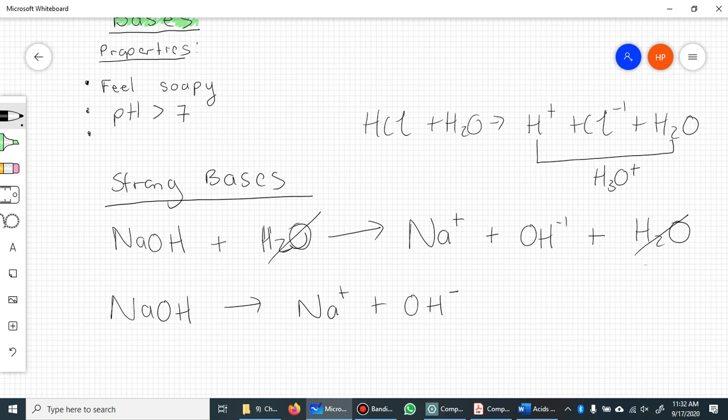Because the water is not really involved, and that's a weird thing to say, the water is obviously important, it needs the water to dissociate or to break up, but the water is on both sides and it doesn't really combine with anything and form a different product. So we can leave the water out.